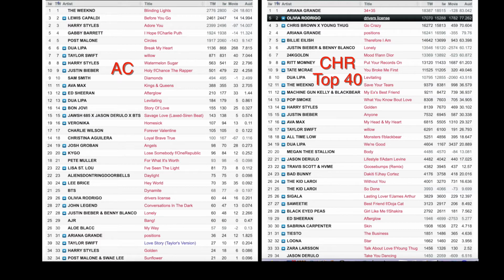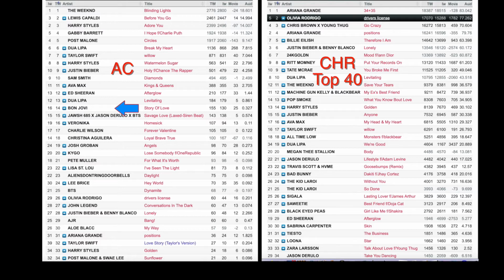Looking at the actual AC list for this week, everything looks pretty much the same. A few things have moved around a little, one or two positions here and there, but for the most part, the top 10, top 12 are pretty much the same songs. Something a little new here, jumped on a little bit more, is Bon Jovi, Story of Love, moving up a little bit. I'd want to listen to that.